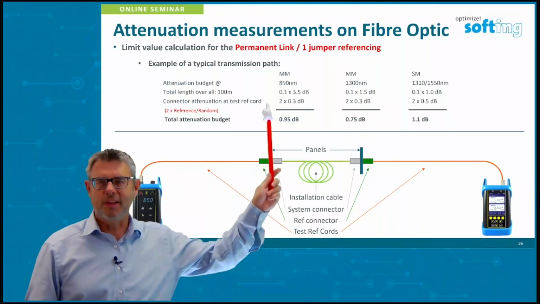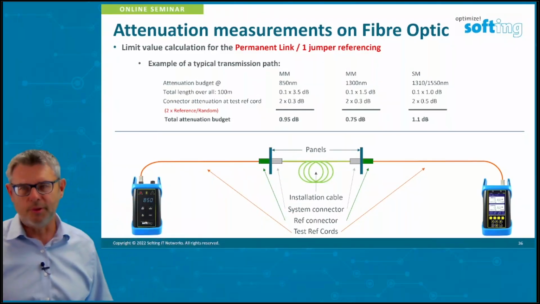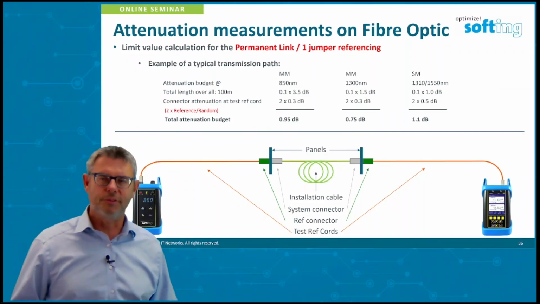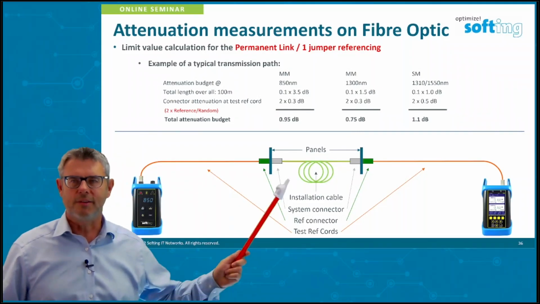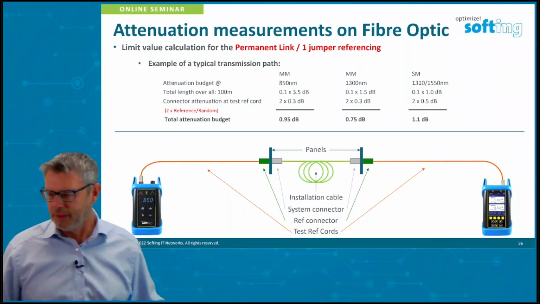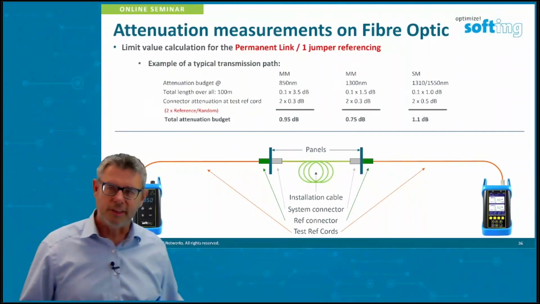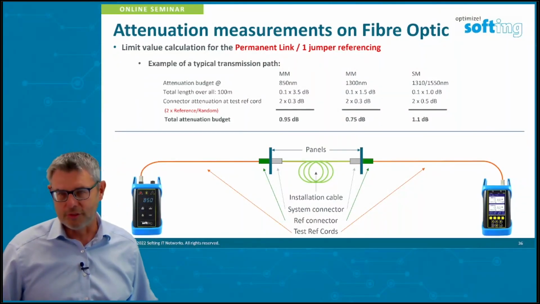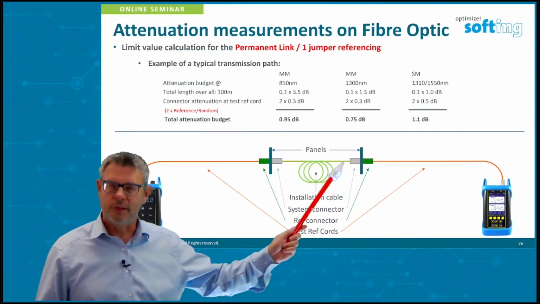So if we now sum it up, we're ending up with a limit value of 0.95 of a dB for this link on the measurement. Okay, it's a 100-meter link and it has 2 connectors built in here. If you go to 1300 nanometers, where the attenuation is lower, we are down to 0.75 of a dB.